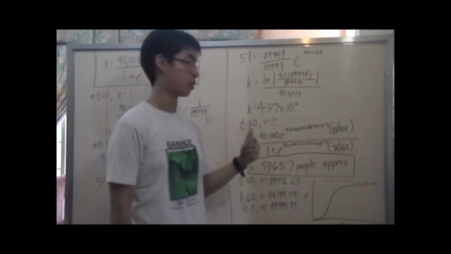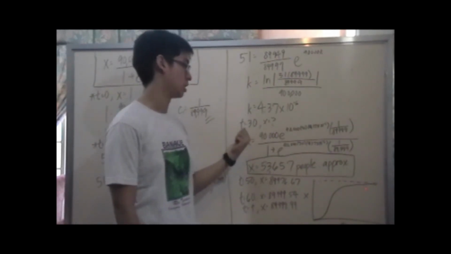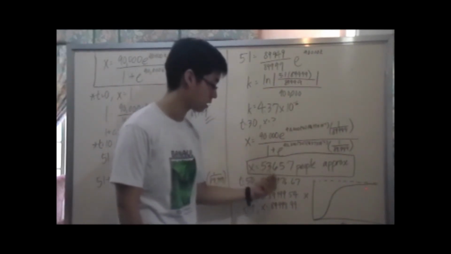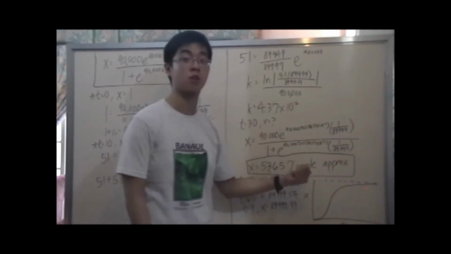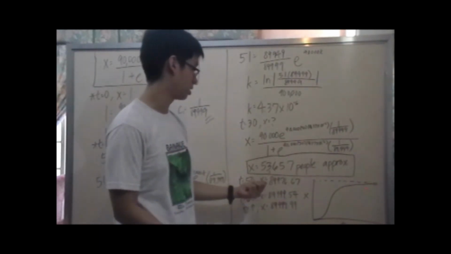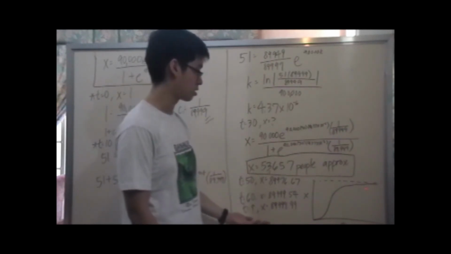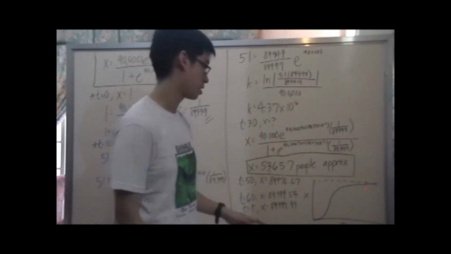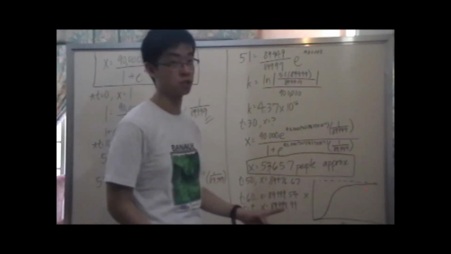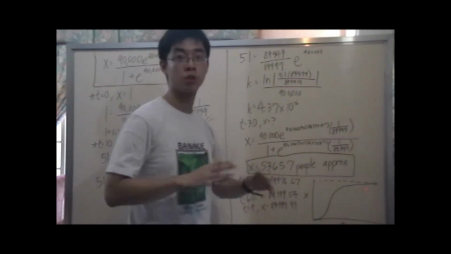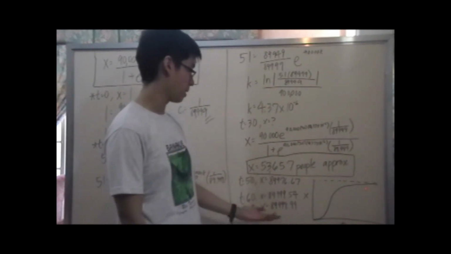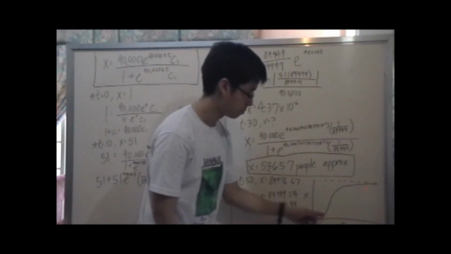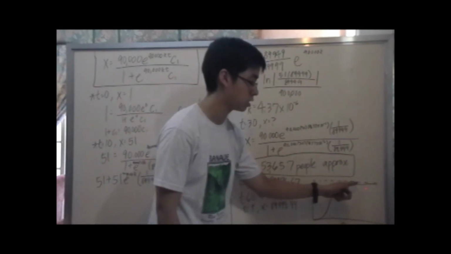Now that we have k and C1, we can find x at t equals 30. When we plug in everything, we get x equals approximately 53,657 people. And for the side question, given these test values, no, we won't reach 90,000 if we don't do anything, because as t increases, x just approaches 90,000 but won't arrive at it. To illustrate that graphically, we would have an abrupt increase here, but it eventually straightens out there.